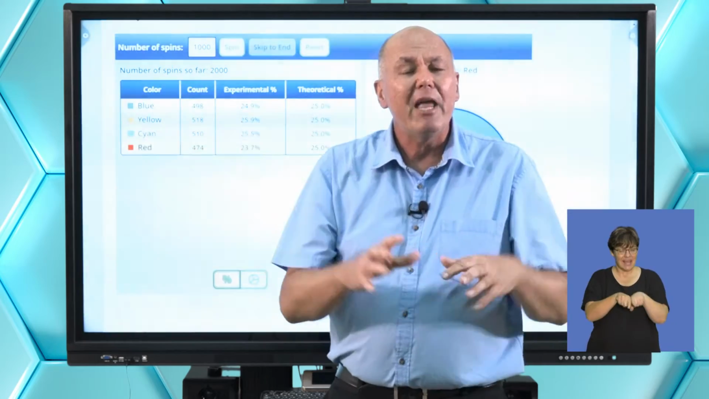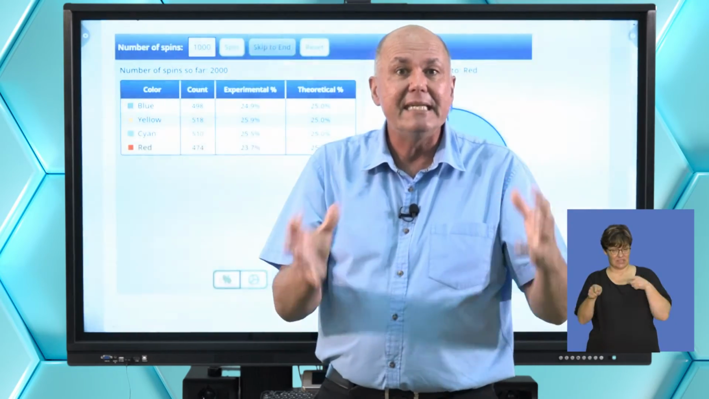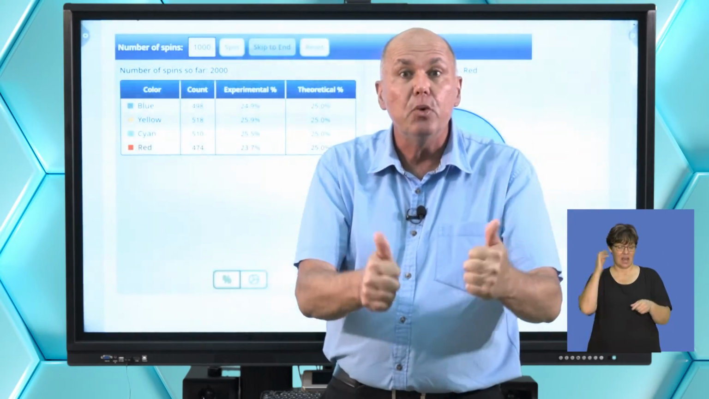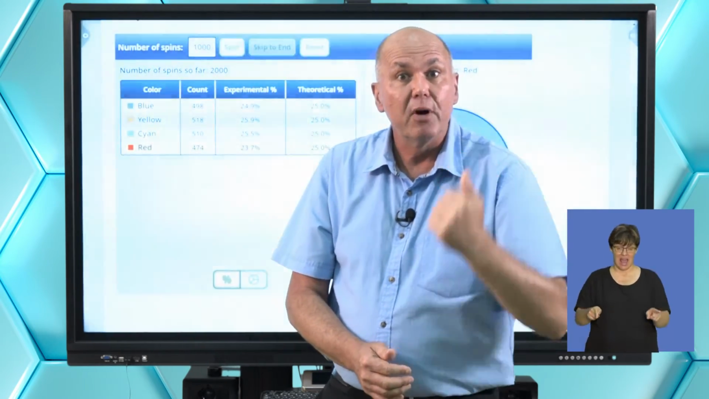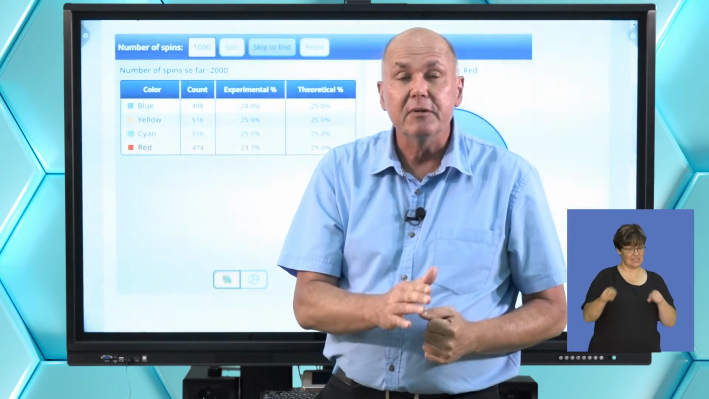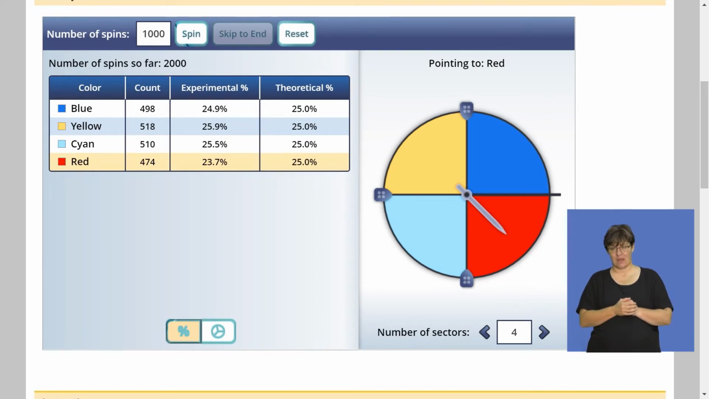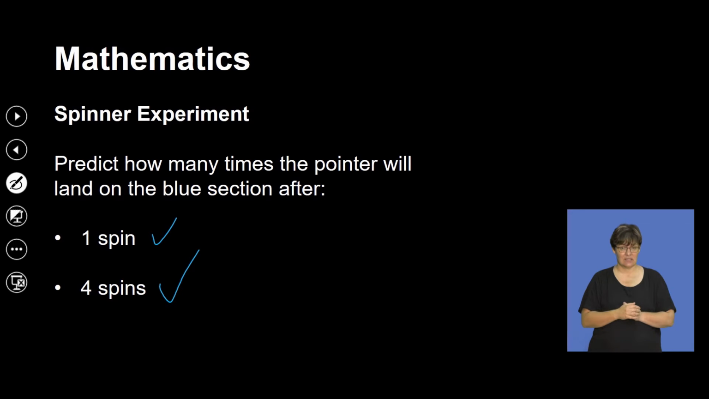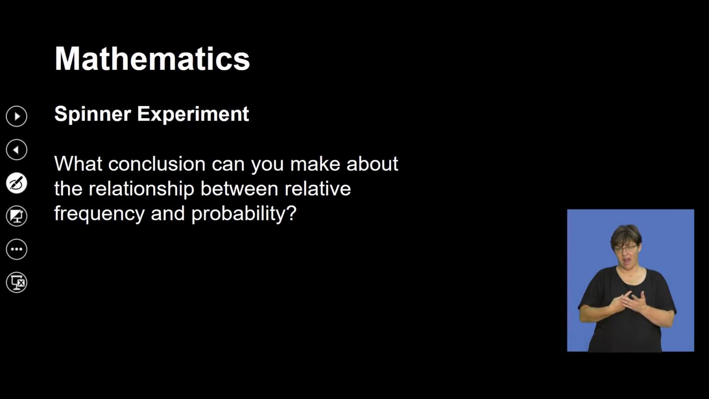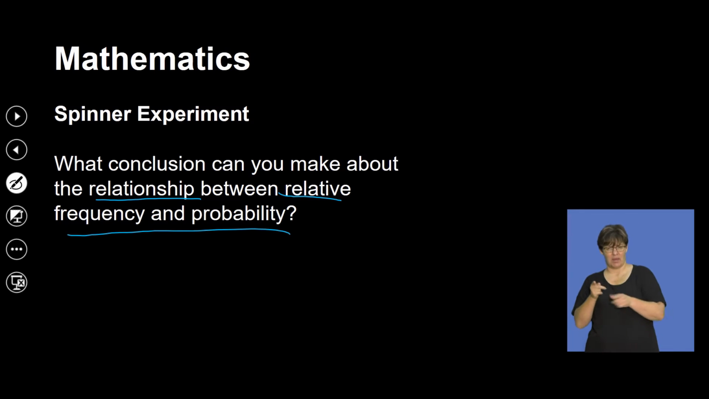So in doing this experiment and seeing that there's a difference between theoretical probability and relative frequency, I hope you can see that we can make some predictions, that our idea of the spinner is not so far-fetched. What conclusion can you make about the relationship between relative frequency and probability?